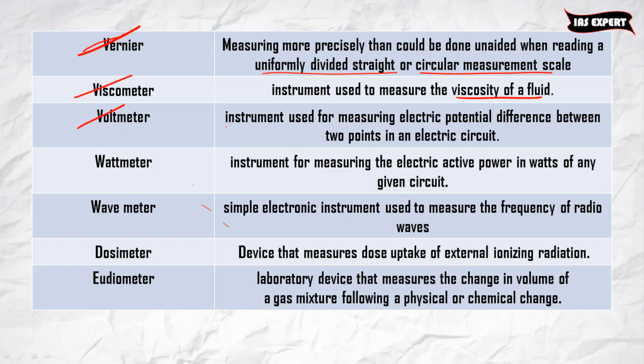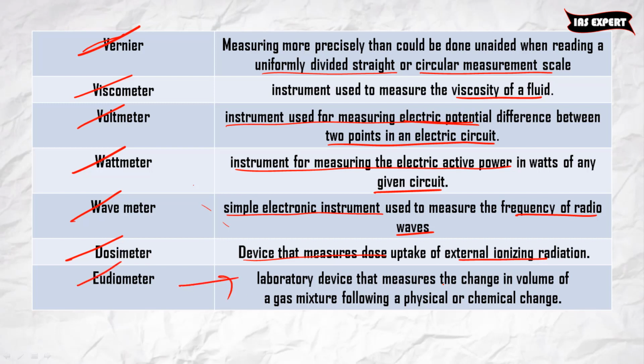Voltmeter, instrument used for measuring electric potential difference between 2 points in electric circuit. Wattmeter, instrument for measuring the electric active power in watts of any given circuit. Wavemeter, simple electronic instrument used to measure frequency of radio waves. Dosimeter, device that measures dose uptake of external ionizing radiation. Eudiometer, the laboratory device that measures the change in volume of gas mixtures following a physical or chemical change.